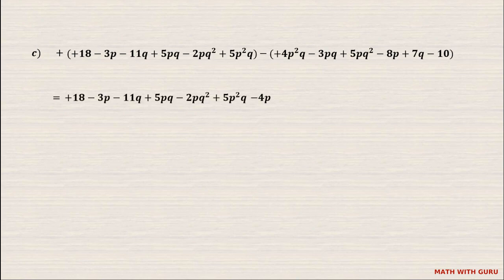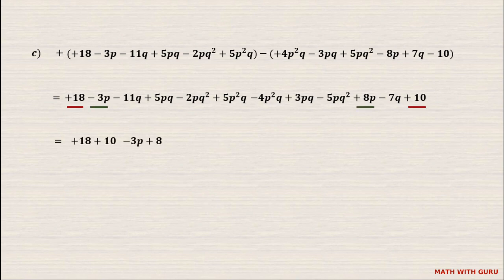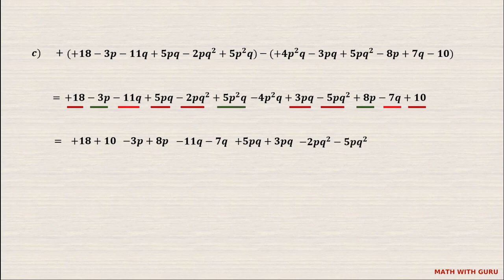Open the brackets. Now collect the like terms like this. These are the like terms. Plus 5pq plus 3pq minus 2pq squared minus 5pq squared, then plus 5p square q minus 4p square q.